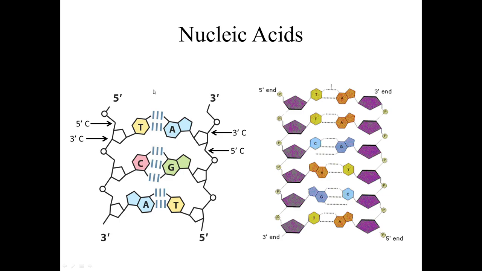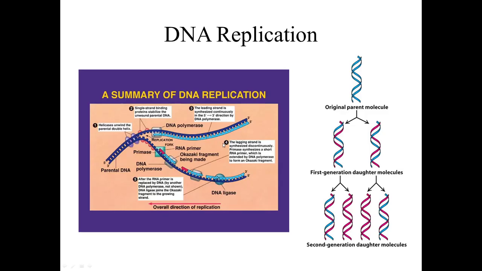Across from A is always a T, and so forth. So if I pull these two strands apart, the single DNA strand has all the information I need to reproduce the other strand that's missing. And that's exactly what happens.